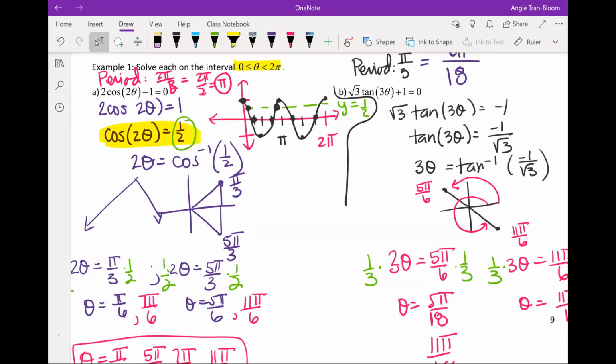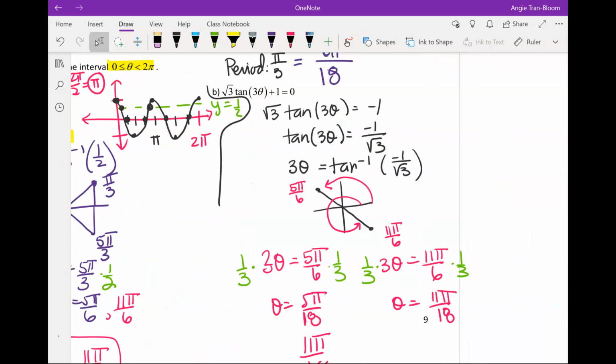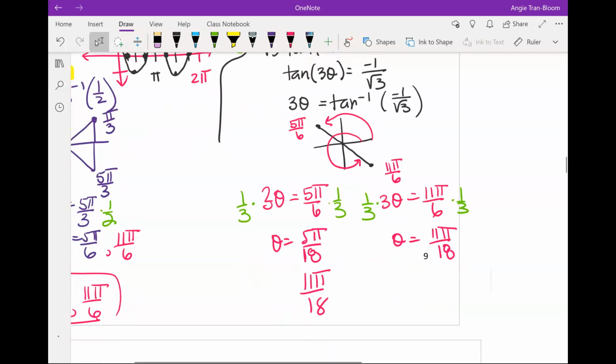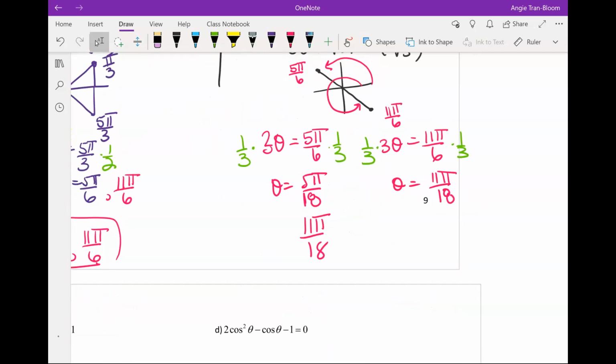So tangent and cotangent, you don't have to use both answers. You just use one and either add or subtract, because for tangent, the distance from one angle to the next is exactly the same. Okay, so we can just use one and keep adding or subtracting. Always make sure you verify that it's from 0 to 2 pi.